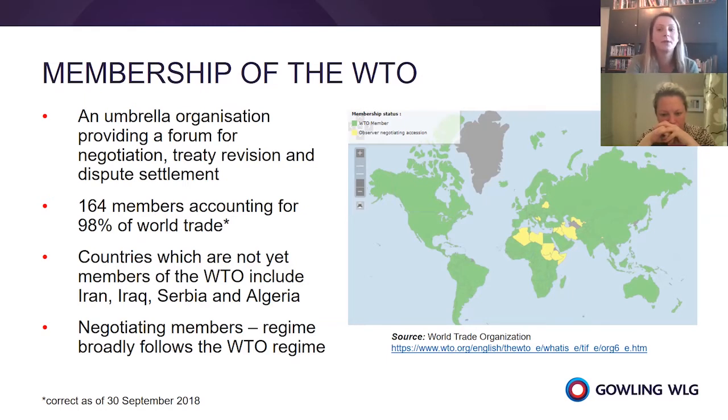On the map we've included on the slide, those countries in green are currently WTO members, and those highlighted in yellow are the ones that are negotiating accession. You'll also see a couple of countries shaded in grey, for example North Korea, and those represent countries that have not yet applied or have decided not to apply to become a member of the WTO.